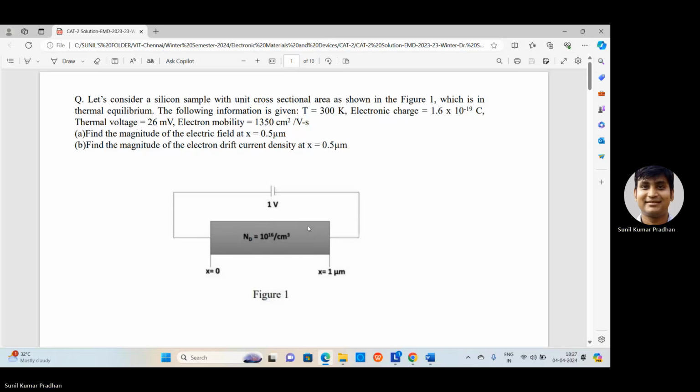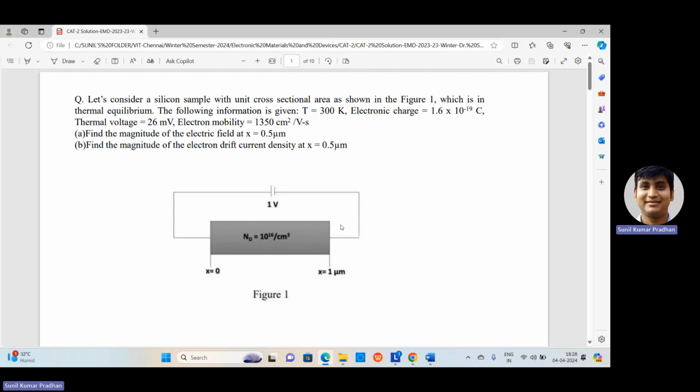And the condition of the sample is already described in the question. It is said that the sample is in thermal equilibrium. So what does that mean? It means that the electric field, even if we find it at x equal to 0.5 micrometer or any place, will be the same. Wherever we take any length, let's say x equal to 0, x equal to 0.25 or x equal to 0.75, it will be the same.